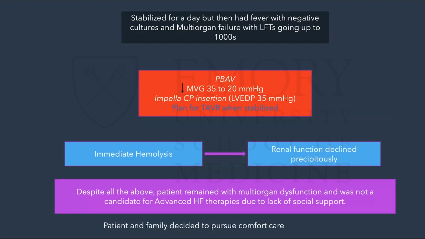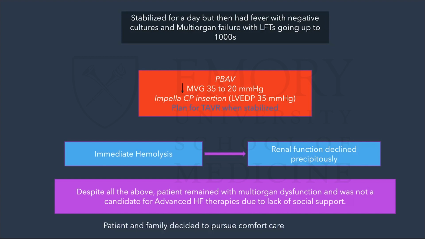So this patient was stabilized for a day, but she initially had a somewhat vague picture of fever despite negative cultures, and multi-organ failure. So she had a percutaneous balloon aortic valvuloplasty, with the gradient improving from 35 to 20. She also, at the same time, had an Impella CP inserted given her LVEDP was elevated significantly to 35.